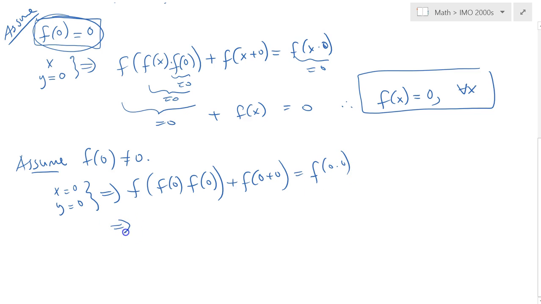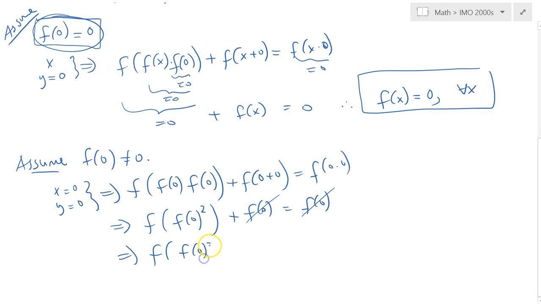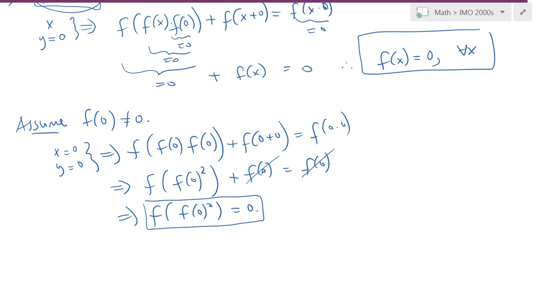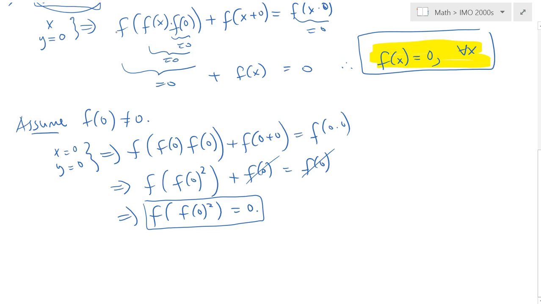Now this would simply imply that f of 0 times f of 0, knowing that f of 0 is not equal to 0, is simply f of 0 squared plus f of 0 is equal to f of 0. These two will cancel out, implying that f of 0 squared is simply equal to 0. That's an important result, so let's make note of this. And so that it doesn't confuse with our previous finding, let me highlight the solution. Okay, good.